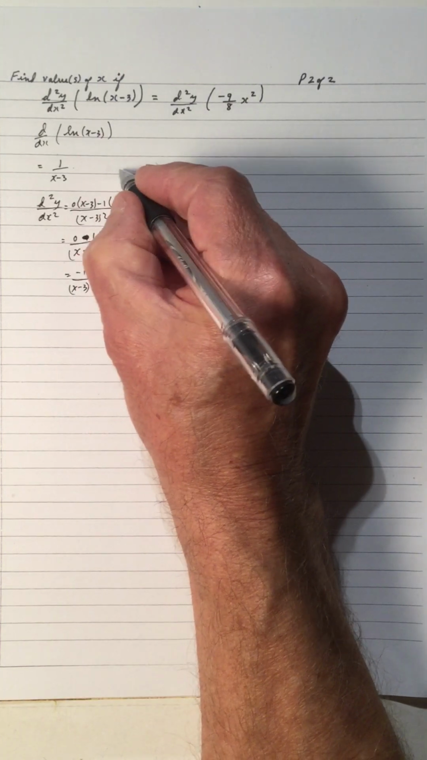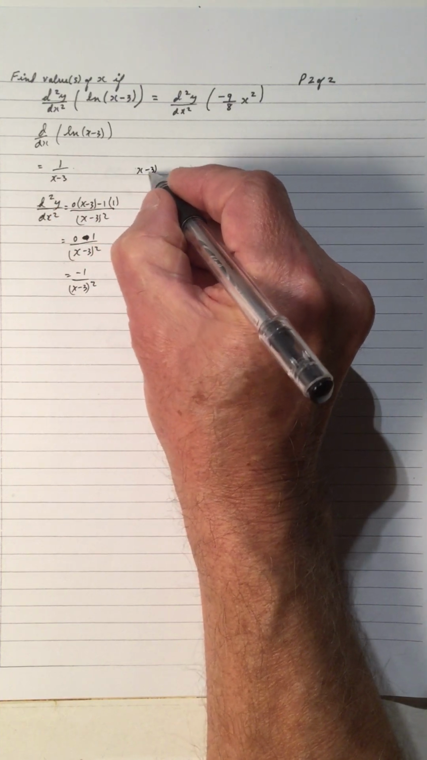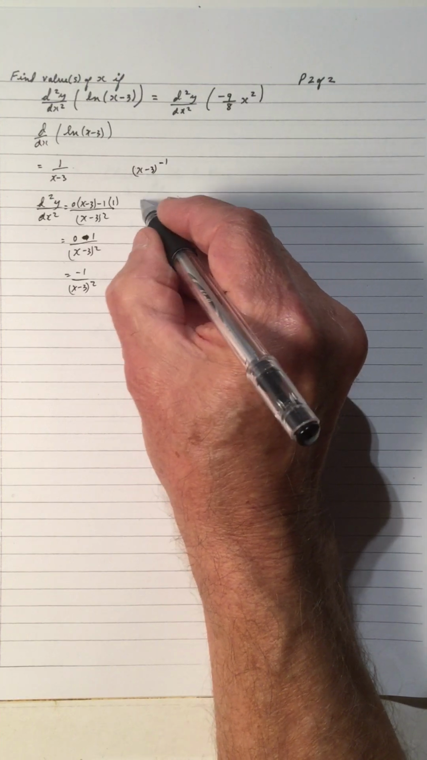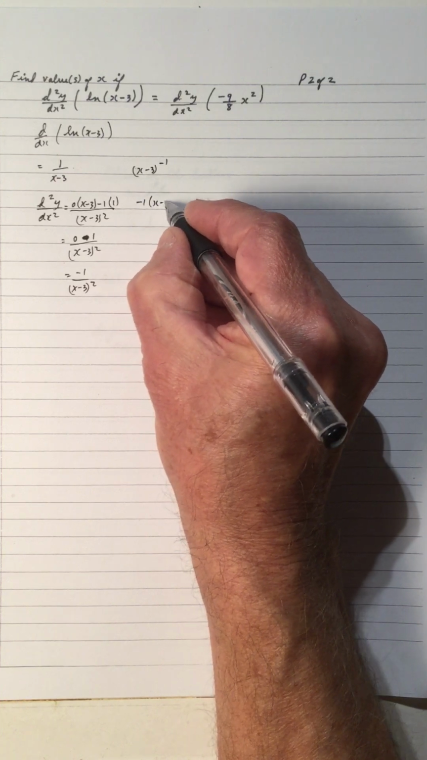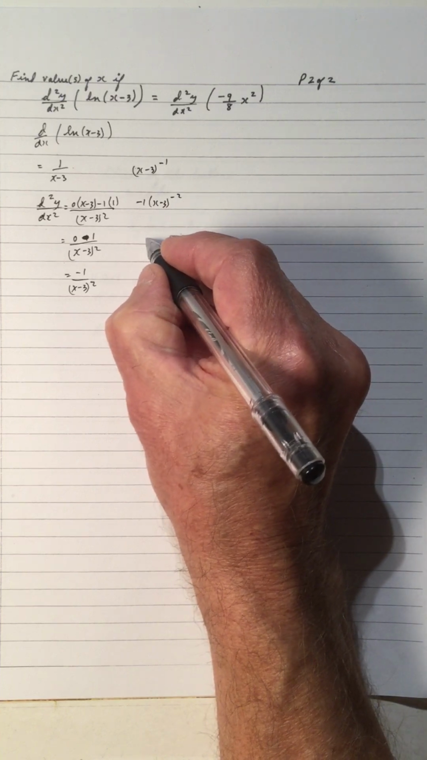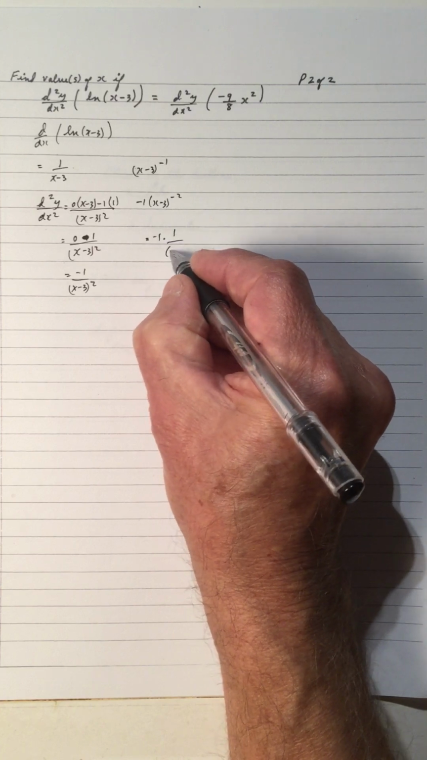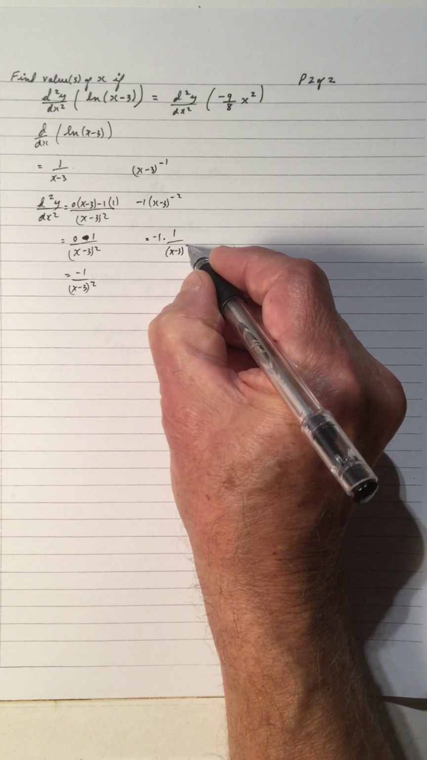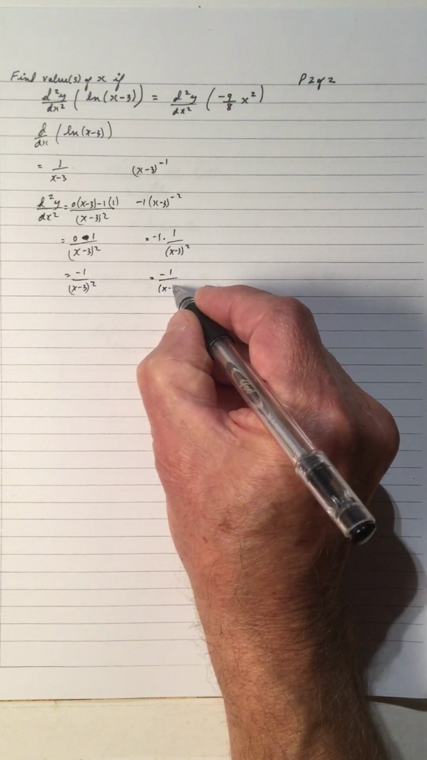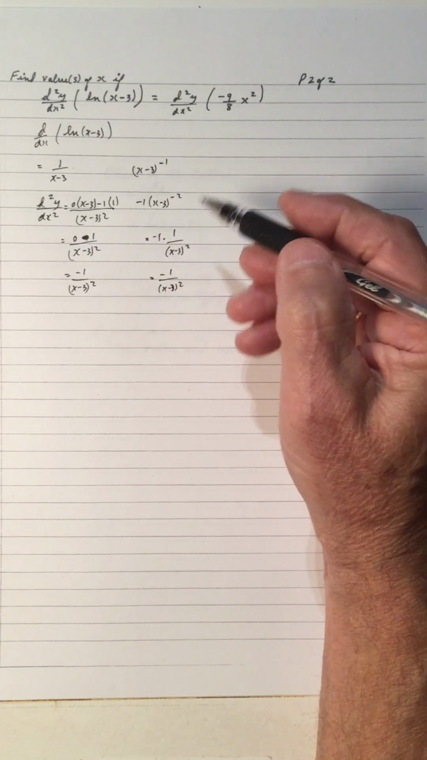That's one way, but we can also change 1 over x minus 3 to x minus 3 to the negative 1. And based on the power rule, negative 1 goes in front, and x minus 3 to the negative 1 minus 1 is negative 2. So that becomes negative 1 times 1 over x minus 3 squared. And so that's negative 1 all over x minus 3 squared. So two ways to get there, either by the quotient rule or by the power rule.